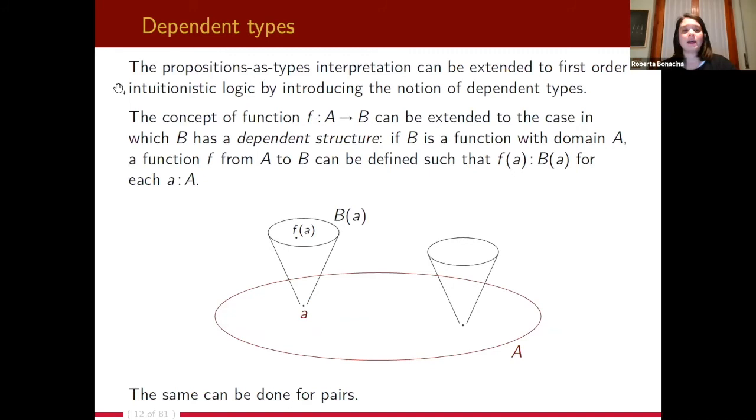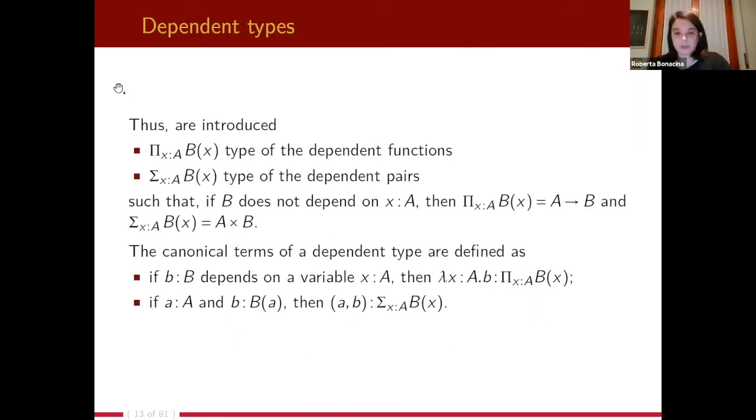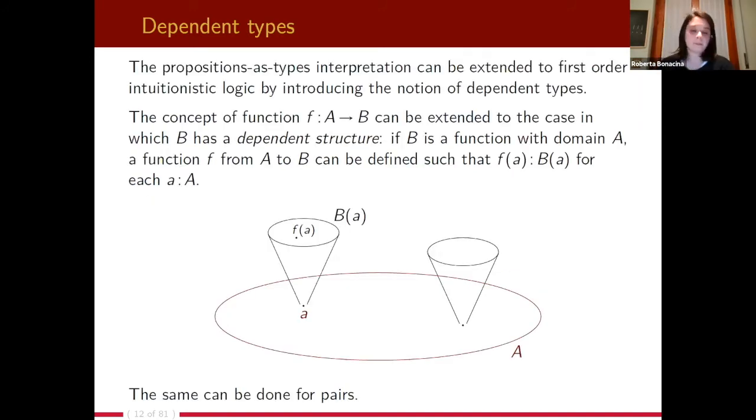Now we have seen this isomorphism between the simple theory of types and propositional intuitionistic logic, and we may be interested in extending this isomorphism to first order intuitionistic logic. And to do this, we have to introduce the notion of dependent types.